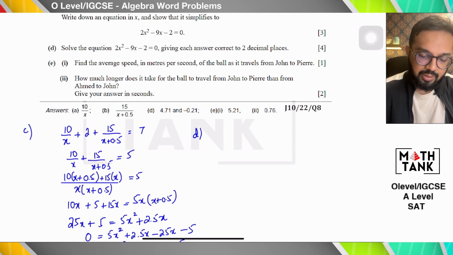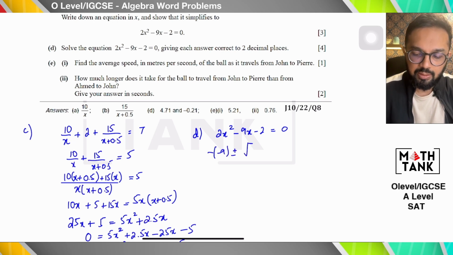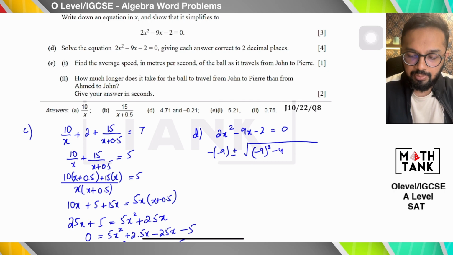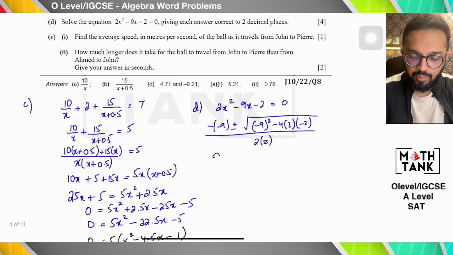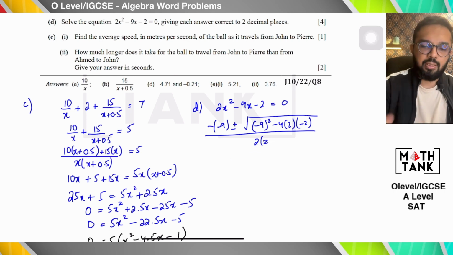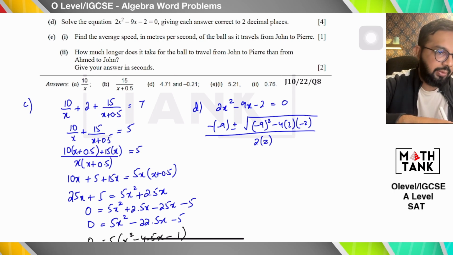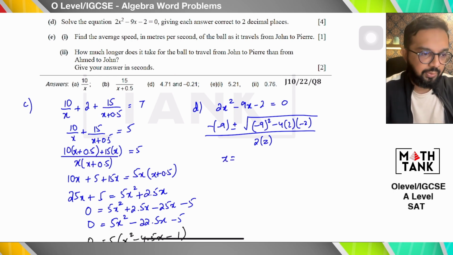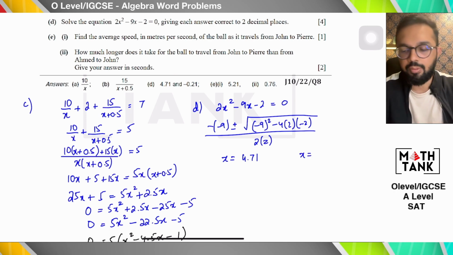Okay, that was C. Part D says solve the equation this. So this is now a simple quadratic: minus b plus minus the square root of b squared minus 4ac, over 2a. So 9 plus minus. I don't need to do this manually. Let's put that on the calculator. x is 4.71 and minus 0.1.